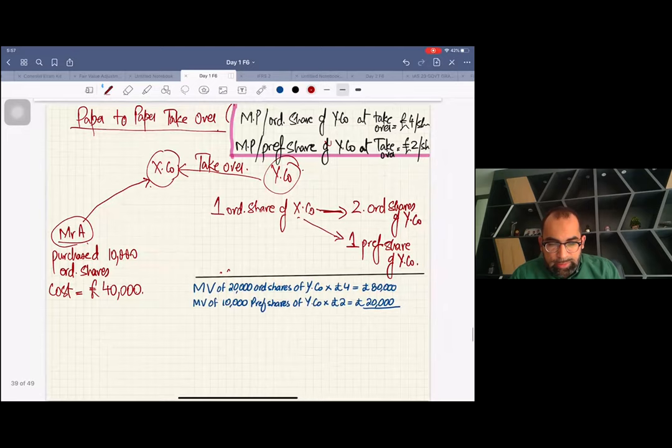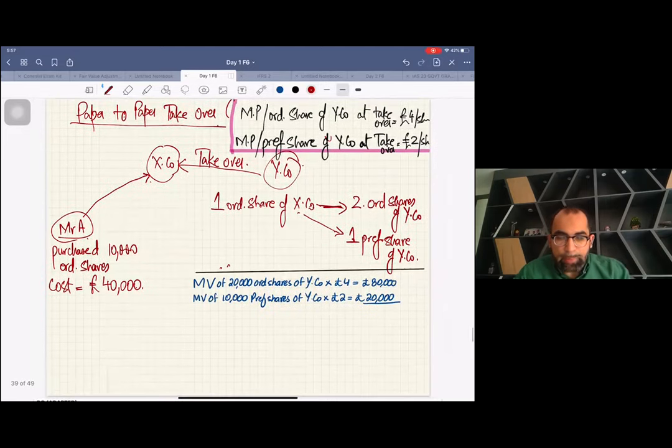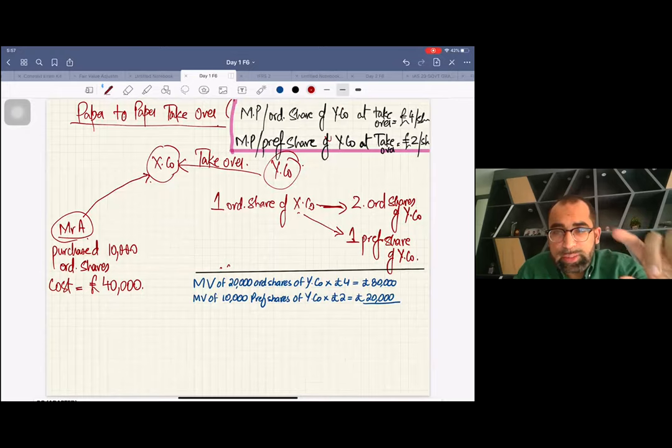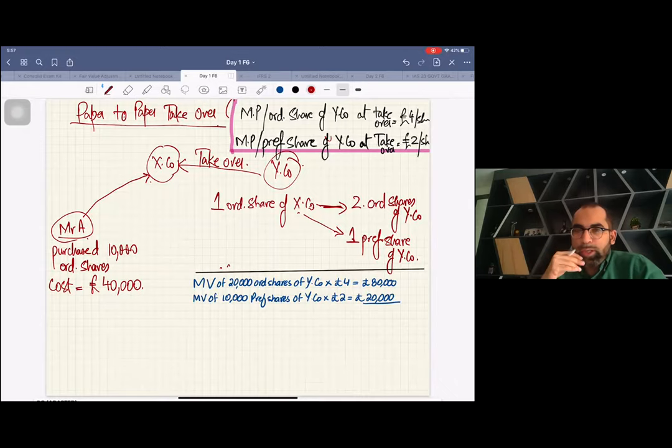Now, there is one area which we call paper-to-paper takeover. This is the last area. After this, I'll be shifting to the questions. Okay, so get ready. Paper-to-paper takeover. What is the story?